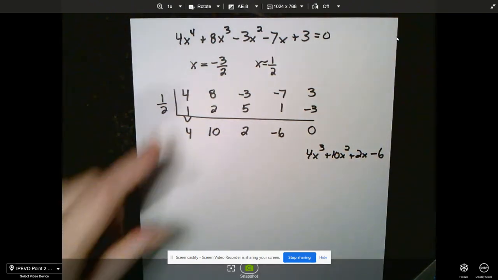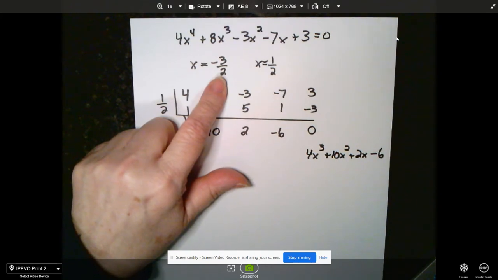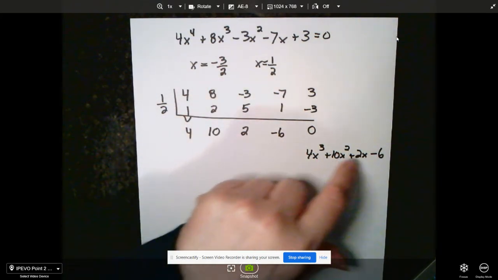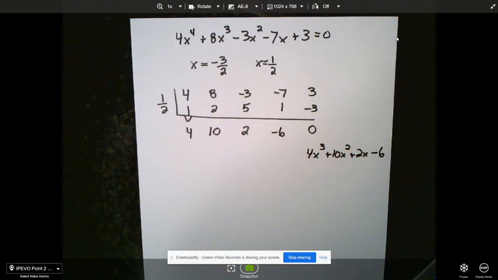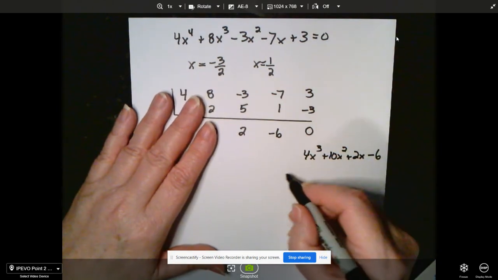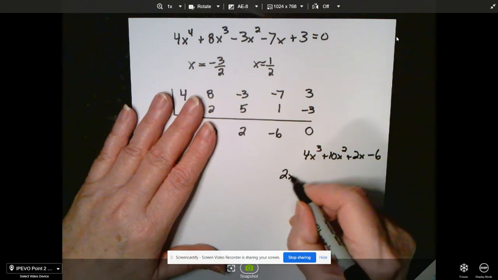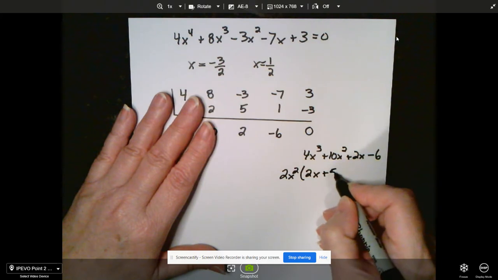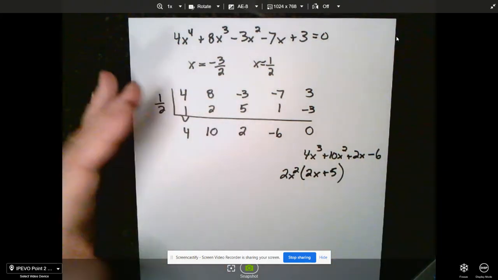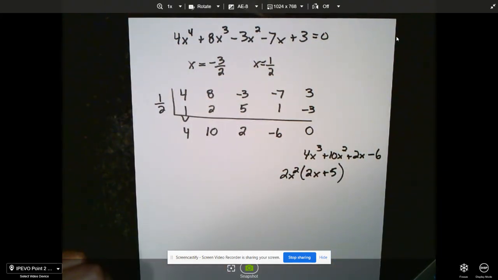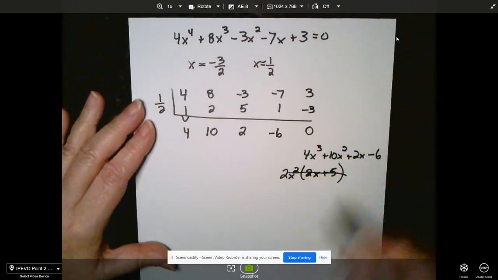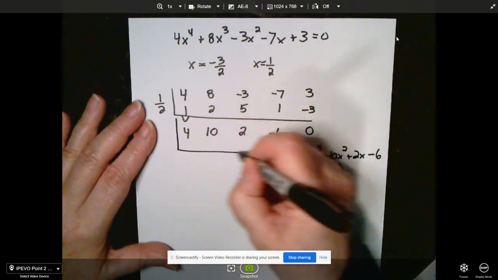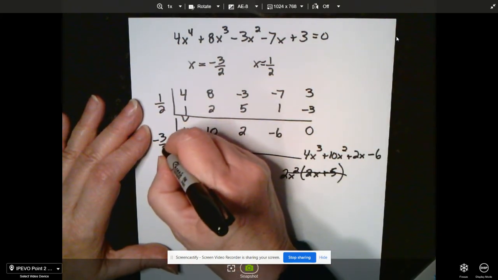I have a choice here. I can continue my synthetic division with -3/2, or I can take a quick look and see if this could factor by grouping. So let's check it out. From the first two terms, I could take out a 2x squared, which will leave me with a 2x plus 5, but then I can't do anything there. So it doesn't look like that's going to help me, but it's something that you probably want to check out. So that didn't help me. So let's continue our synthetic division with -3/2.